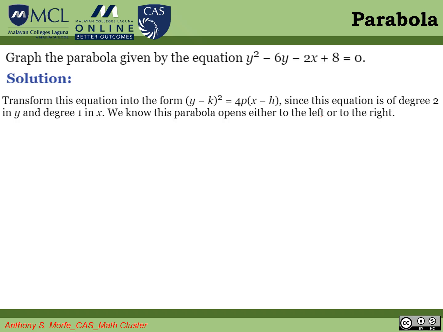Okay, so this is the standard form that we have to use, class. So transform this equation into this form, since this equation is of degree 2 in y, no? Degree 2 in y, degree 1 in x. So we know this parabola opens either to the left or to the right, depending on the value of p, greater than 0 or p less than 0. This is positive or this is negative. So it depends on these values. But at least we already have an idea that it's opening either left or right.